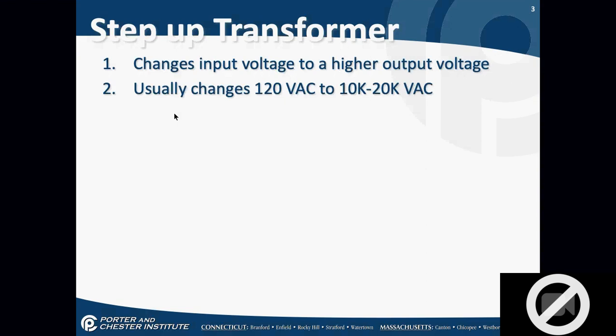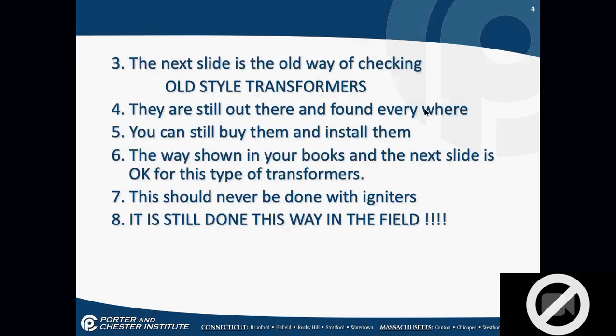So a step-up transformer, as I just said, changes input voltage to a higher output voltage. In oil, we're changing 120 volts to a 10K or 20K spark. You don't see 20K that often on oil. This would be like heavier commercial. We're most often talking 10K, that's 10,000 volts. Solid state components I might have in the middle here someplace, 14,000 on up. So again, 120 to a 10,000 volt.